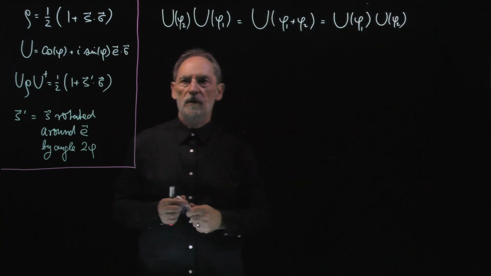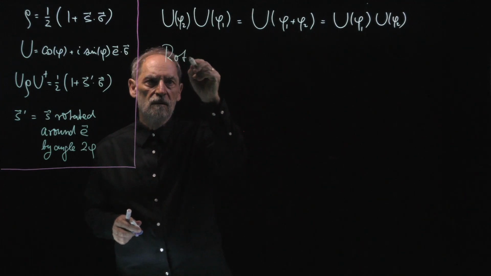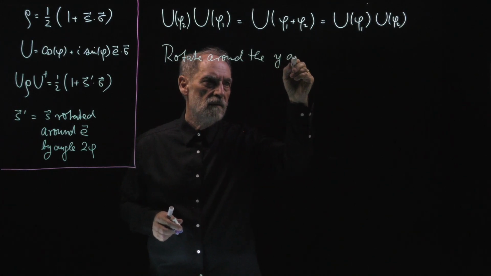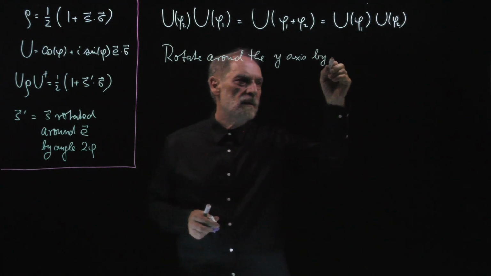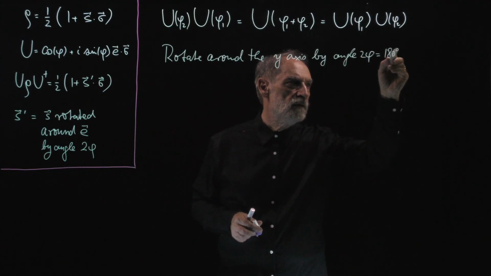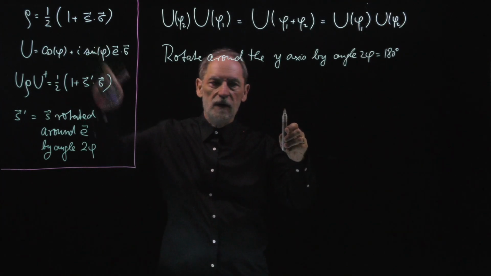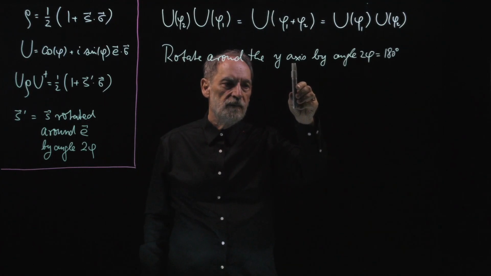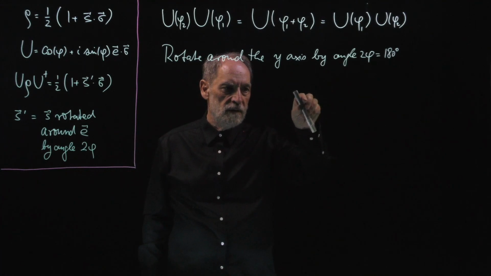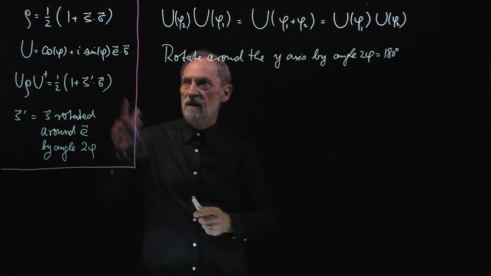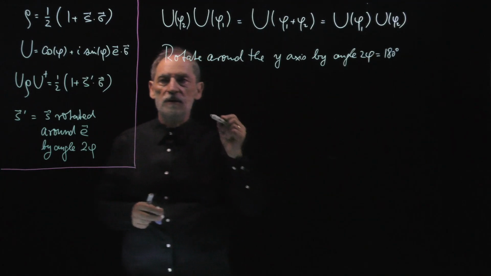Let's look at a particular situation where we rotate around the y-axis by angle 2 phi equals 180 degrees. So if the Bloch vector is in the z direction upwards to begin with, and I rotate in the xz plane by an angle of 180 degrees, then I end up with the Bloch vector pointing in the negative z direction. And now, pointing up in the z direction and pointing down in the z direction, these are orthogonal states of the qubit.